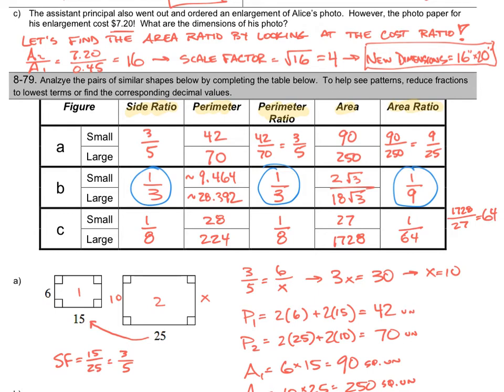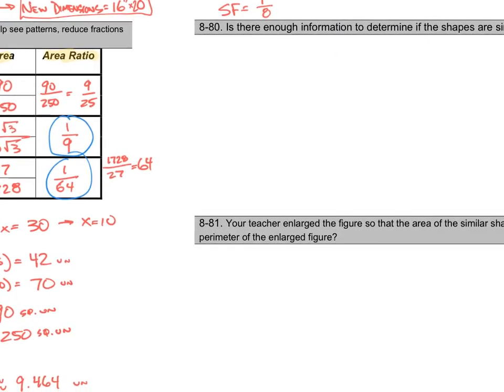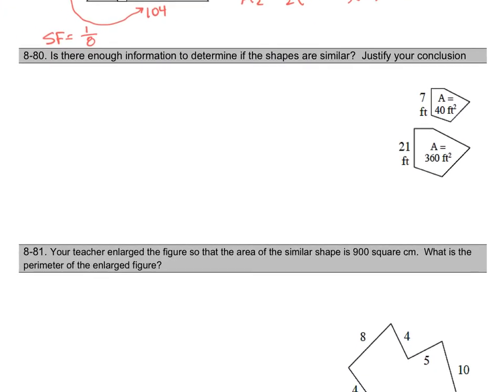And again, what does this illustrate to us? The side length ratio and the perimeter ratio are equal. The area ratio is the square of the side ratio, or the square of the scale factor. Okay, this is just reinforcing things that we've already talked about in previous lessons. All right, let's move on and look at question 8-80.